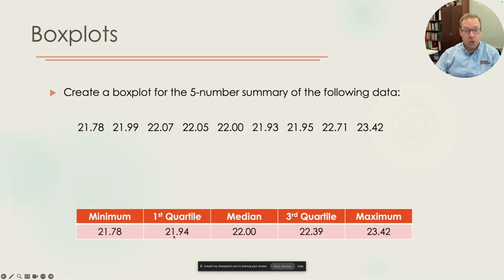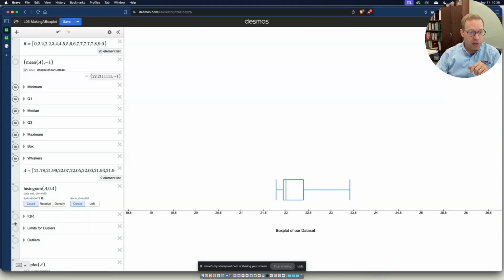Our first quartile is 21.94. Our third quartile is 22.39, which means the interquartile range is the difference between those two numbers, which would be a difference of 0.45. 0.45 is our interquartile range. So let me go ahead and put that up here. There's the interquartile range. It's the size of the box, difference between Q3 and Q1. That range in this example is 0.45.